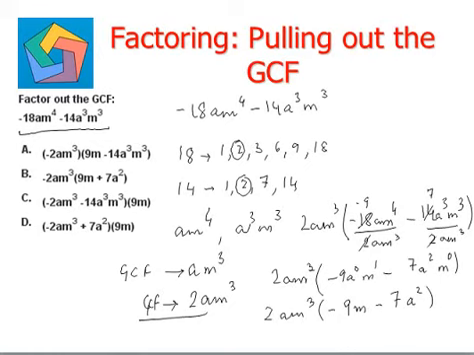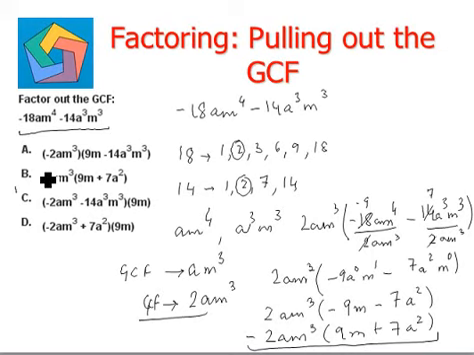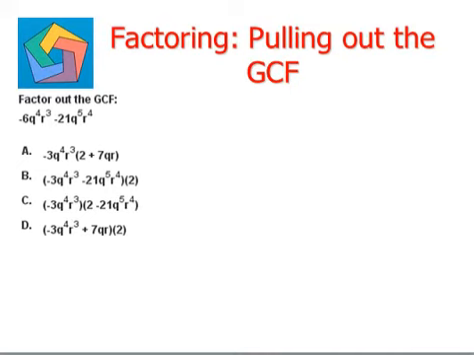So we can still pull out a negative from the parentheses. So we have negative 2am cubed times (9m plus 7a squared). This is the final answer and can be seen in option B. Let's try the next question.